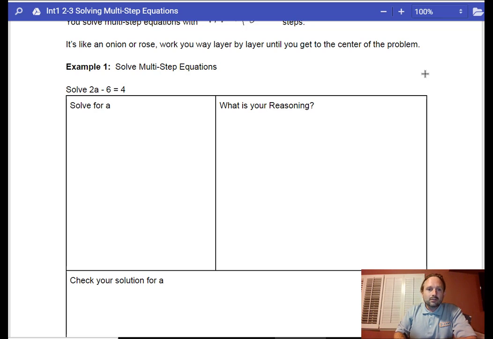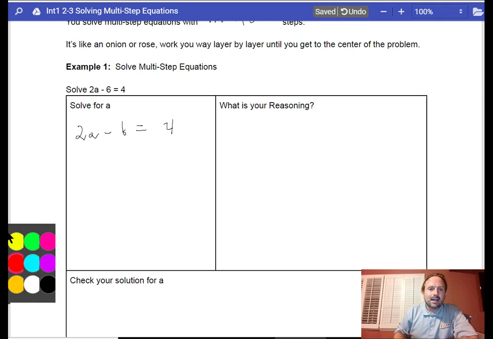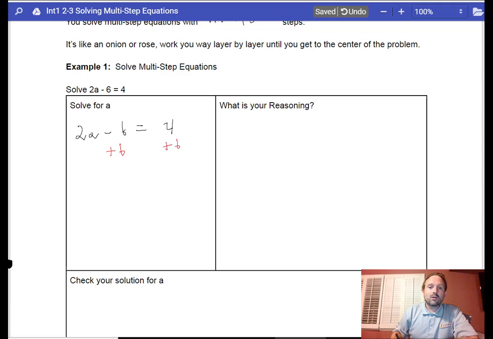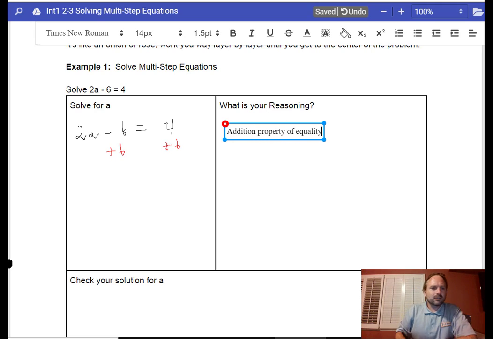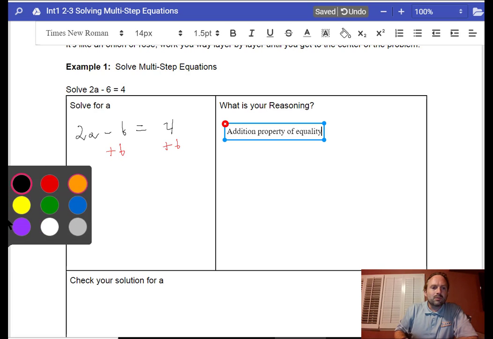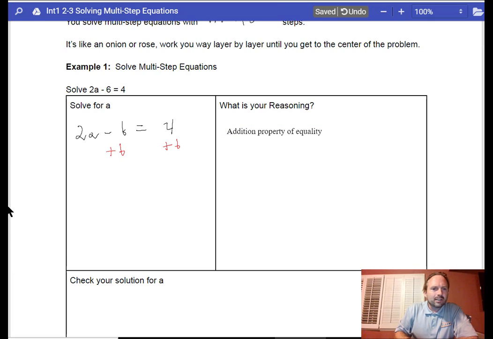Solve for A. So the first thing I like to say is, work your way from the outside in. So if I have 2A minus 6 is equal to 4, I'm going to start away from the A, but on the same side. I see that I have a minus 6. The opposite operation would be plus 6. So I'm going to do that, which is called the addition property of equality. So then I rewrite it, I simplify. So when I simplify, I would get 2A is equal to 10.